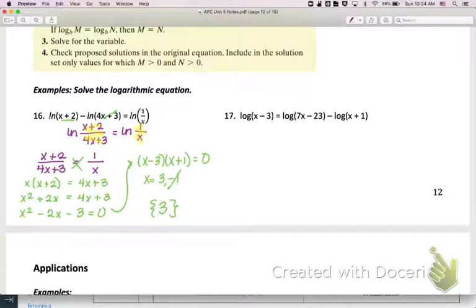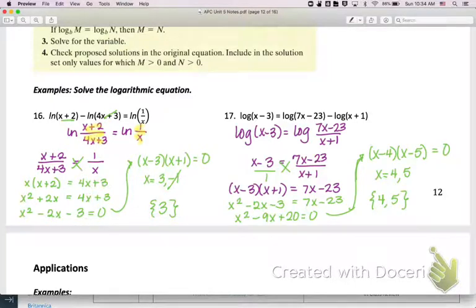One last time, please pause the video, try number 17 to see if you understand, and I'll be back with the answer in 3 seconds. All right. Notice that when you cross multiply, you do end up having to do some foiling here, and we get it equal to 0. And this time, both of our solutions end up satisfying the domain of all 3 of the logs. So we do have 2 different solutions for this one, okay?